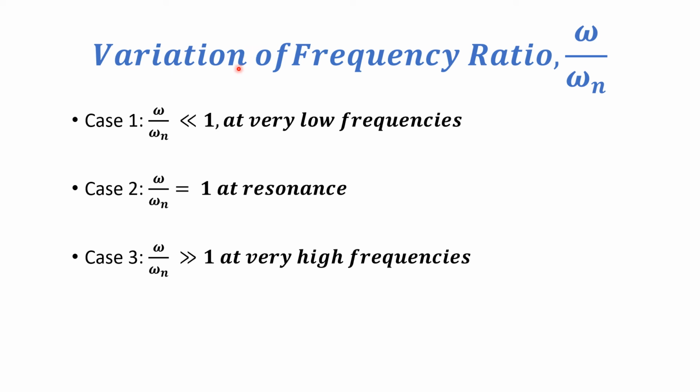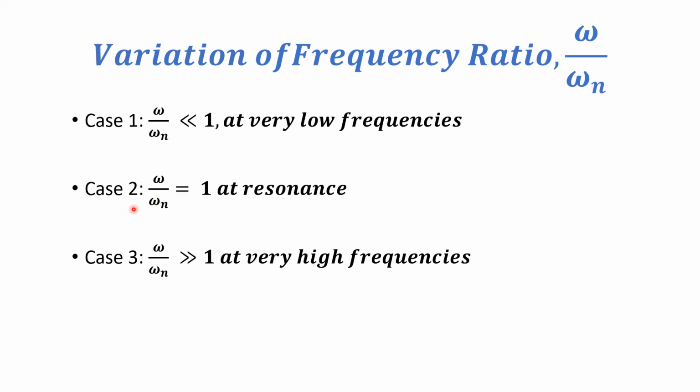Next is variation of frequency ratio. What is the effect of frequency ratio omega by omega n on the vector diagram? We will discuss. We can take three cases. Case 1, when external excitation frequency is very less than natural frequency. System is subjected to a forced vibration of very low frequency.